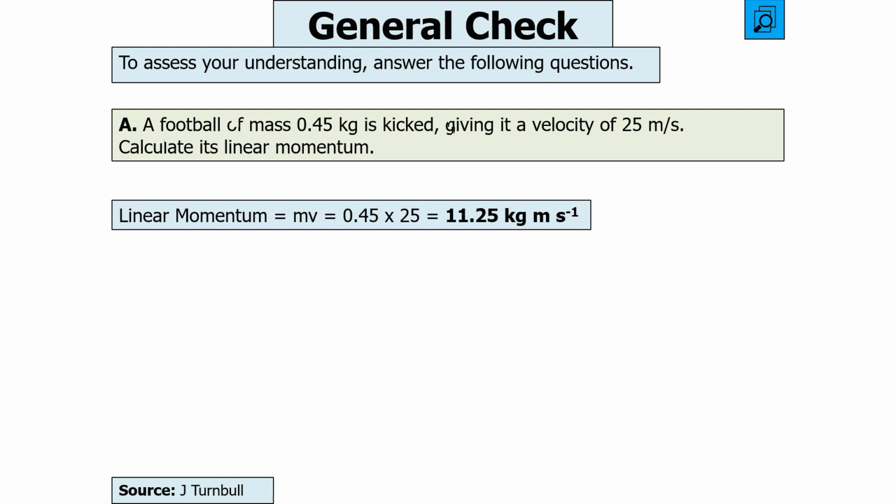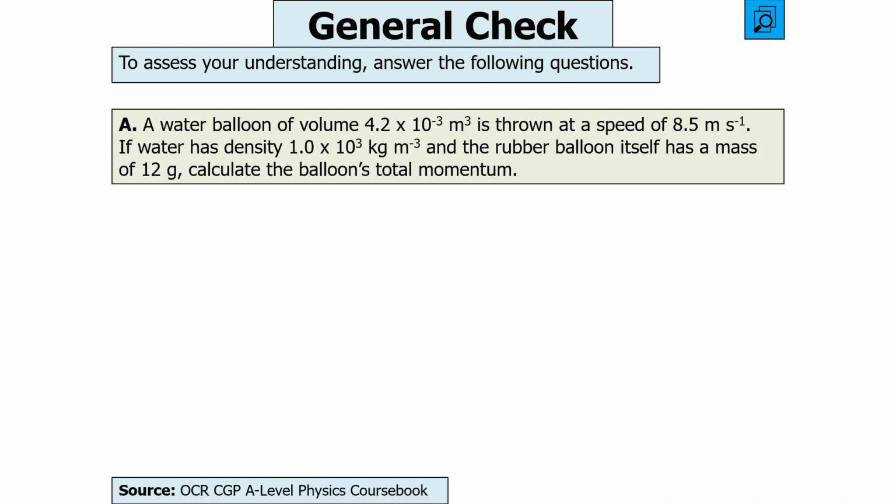A water balloon of volume 4.2 times 10 to the minus 3 meters cubed is thrown at a speed of 8.5 meters per second. If water has a density of 1 times 10 to the 3 kilograms per meter cubed and the rubber balloon itself has a mass of 12 grams, calculate the balloon's total momentum. Pause the video now, then unpause the video when you want to go through your answer.